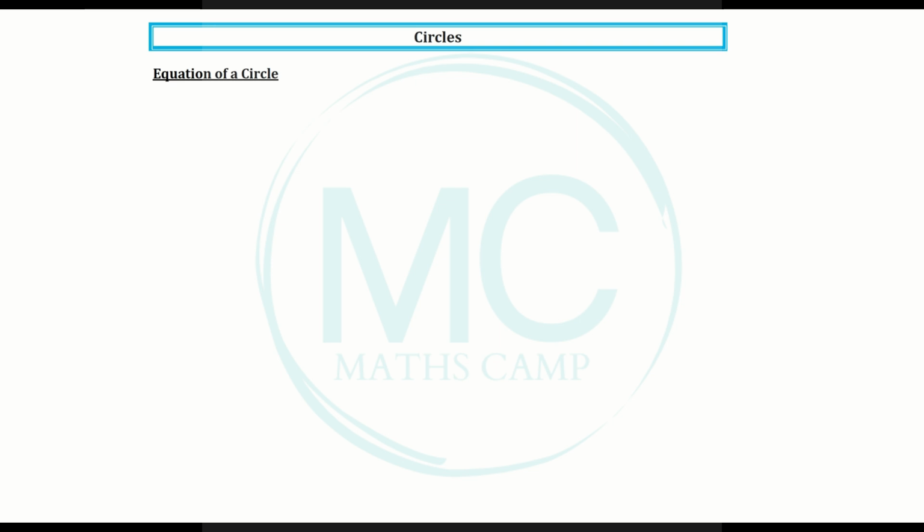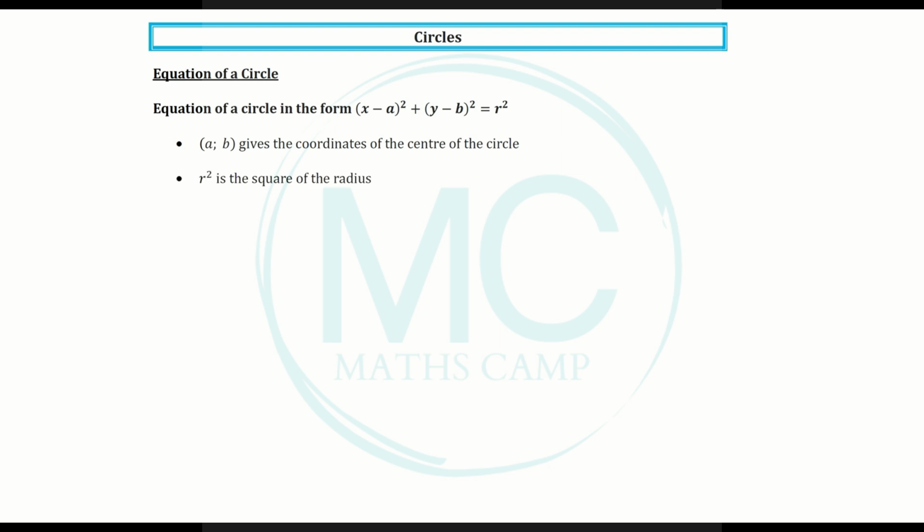Now let's look at the equation of a circle. Let's start with equations in the form x minus a squared plus y minus b squared is equal to r squared. In this form, (a, b) gives us the coordinates of the center of the circle. r squared is the square of the radius. In this form, to find the radius, we simply square root r squared. But remember that the radius is a length, so r will always be positive.